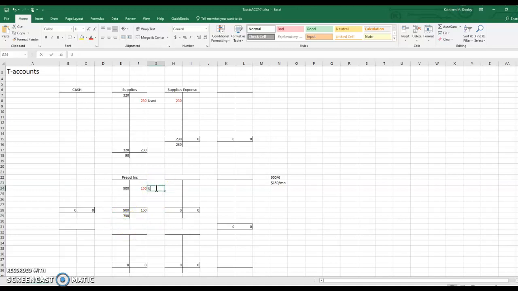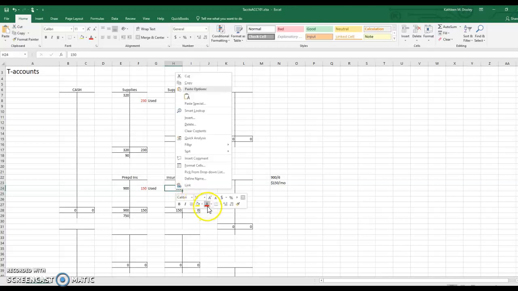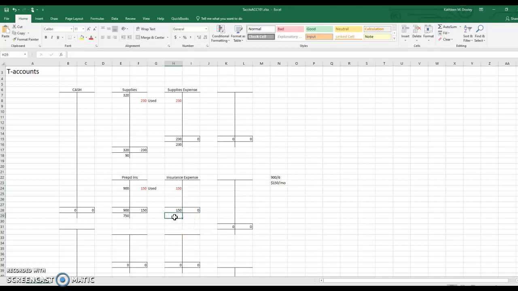Okay, but I used the $150. Okay, so whenever I use something, to put it into an expense account, we're going to call this insurance expense, and the 150 will go in there. And that gives us a $150 balance for insurance expense. So now we're ready to do our journal entry. We have to debit insurance expense, 150, and credit prepaid insurance, 150.